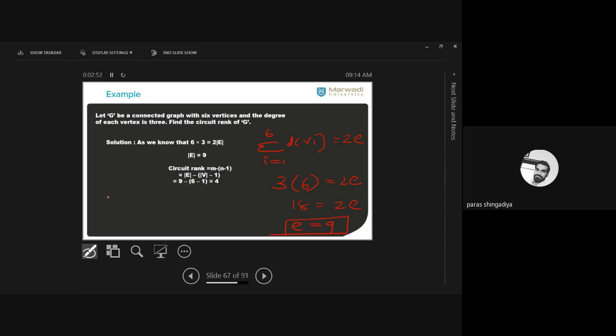And then you can use the formula of circuit rank. Circuit rank is equal to, here the bracket is mentioned, therefore it reflects the negative sign. We have the formula m minus n plus 1. If I consider the bracket here, it will be considered as an n minus 1 form. If we remove the bracket, we'll get the m minus n plus 1 form. Clear? So replace the number of edges and number of vertices. That is 9 minus 6 plus 1. Otherwise, you can consider 9 minus 6 minus 1, both give the same answer. So that is equal to 4.